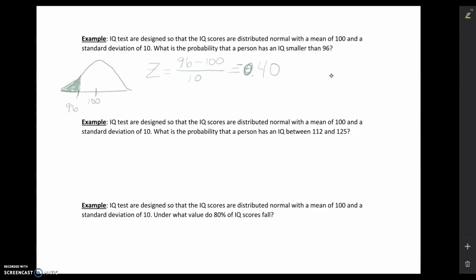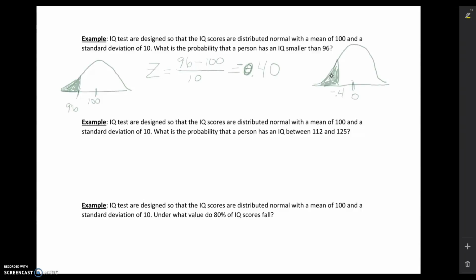All right, so if I think of my standard normal curve, it's centered at 0. So negative 0.4 would be down here. And this time I want the probability a person has smaller. So drawing my line, I'm going to shade this in. So this area and this area are exactly the same.